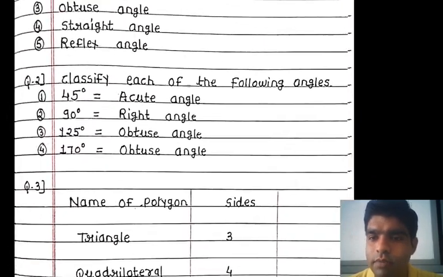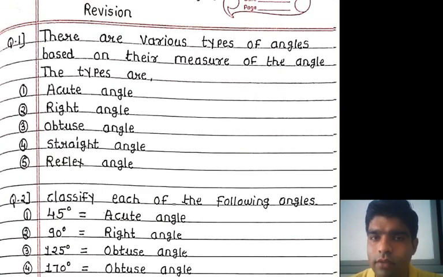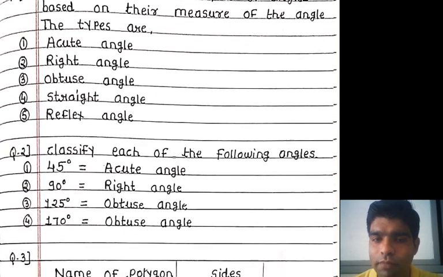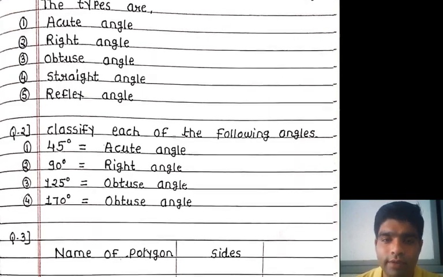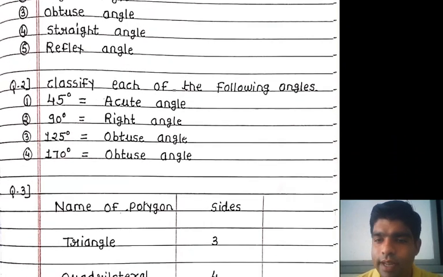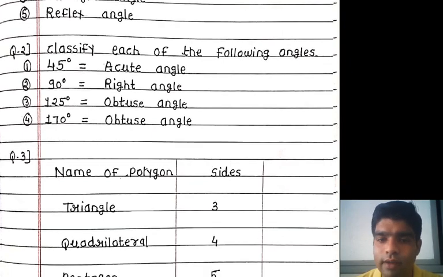Today we are discussing the revision of the topic. There are various types of angles. These are acute, right, obtuse angle, straight angle, and reflex angle. By using the definitions, we have to classify each of the angles. Acute angle, right angle, depend upon the measure. And I already discussed the names of the polygons. By using the name of a polygon, we have to find the number of sides.